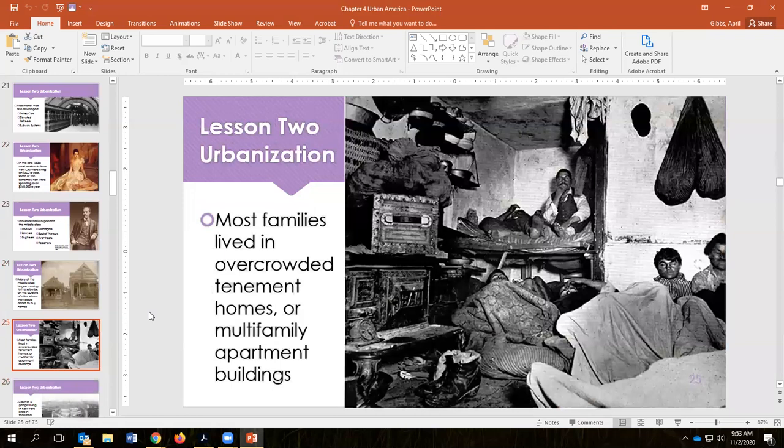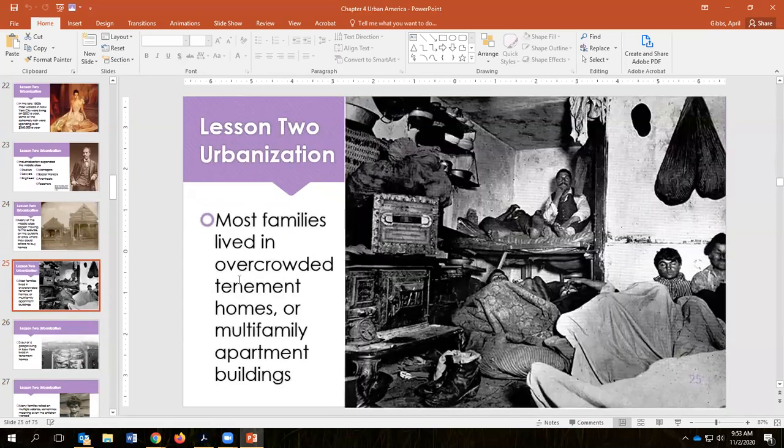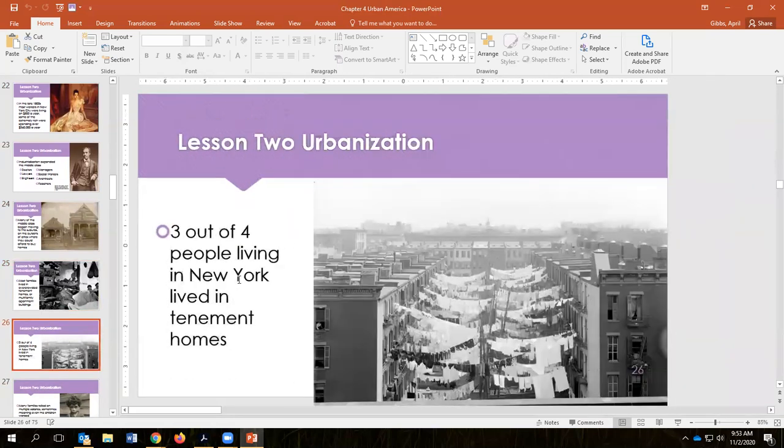Most families lived in overcrowded tenement homes or multi-family apartment buildings. So you can see how crowded this apartment is. You got at least 2 people right there, 2 people right there. Very small accommodations. 3 out of 4 people living in New York lived in tenement homes. You can see all their laundry hanging out.